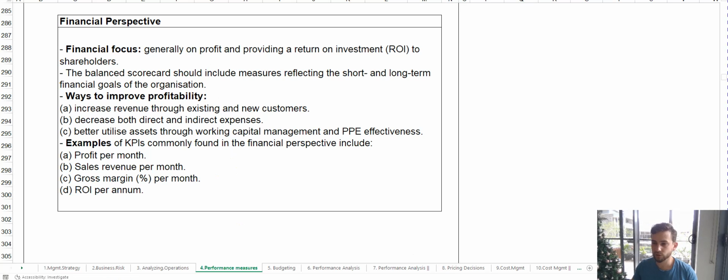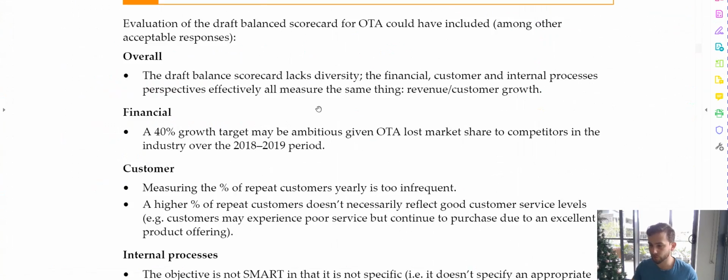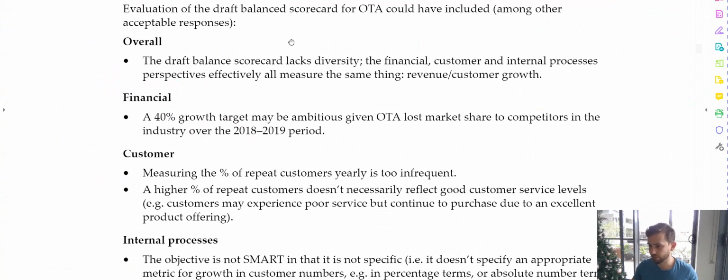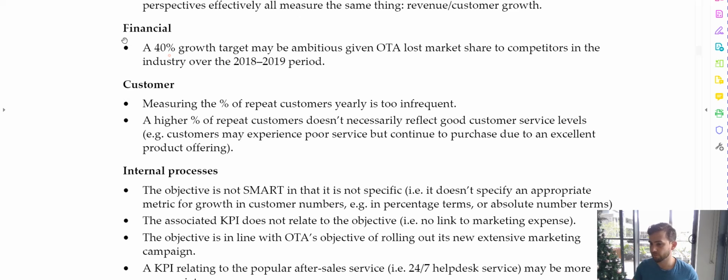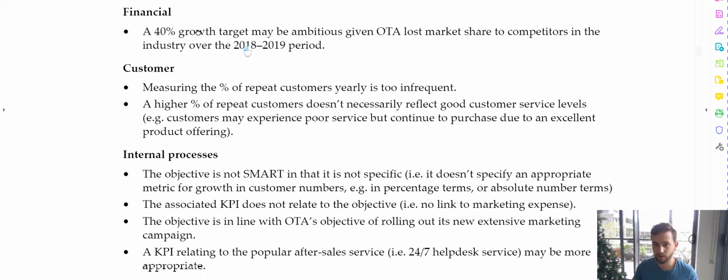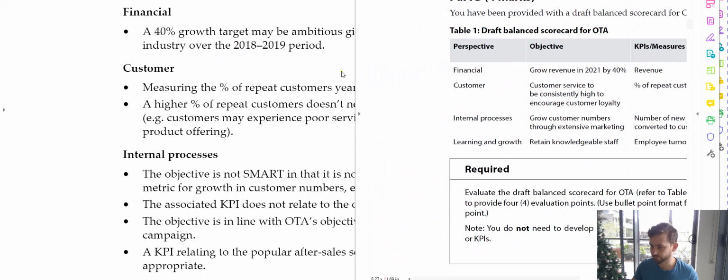So let's have a quick look at the exam solutions, because this isn't an exam prep video. I only want to quickly look at it because I want to focus on the core content. So let's see. They're saying the draft balanced scorecard lacks diversity because they're all measuring the same thing: revenue, customer growth. Financial, a 40% growth target might be ambitious. Just keep them side by side.